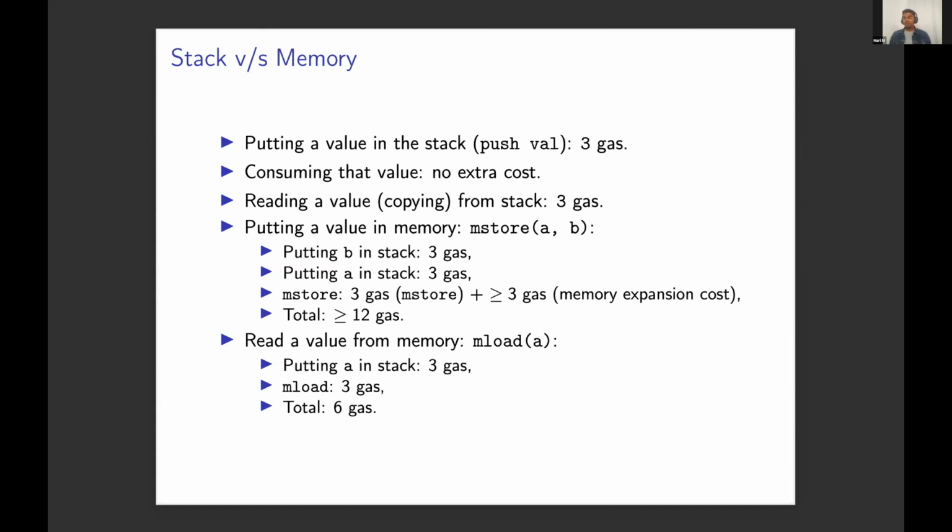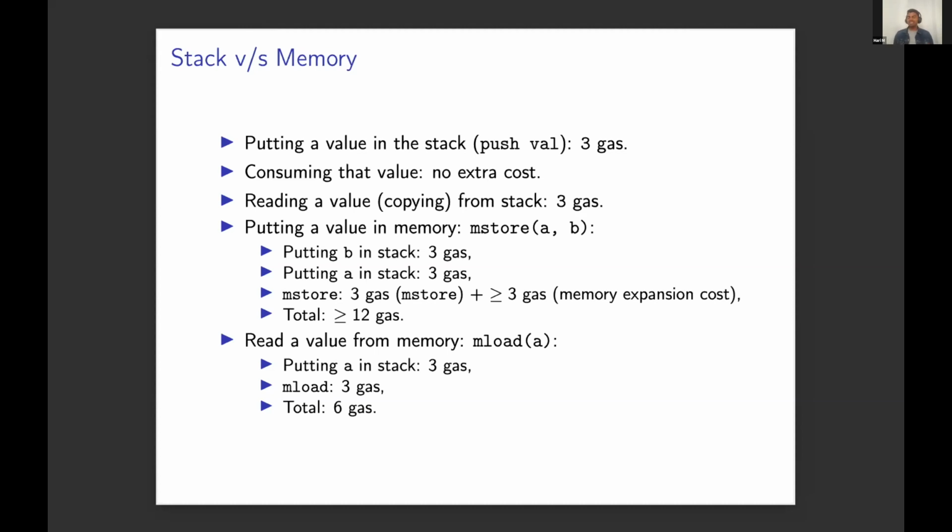Now let's see how to do the same things with memory. So if you want to put a value in memory, you do it using the operation mstore. So mstore of A, B will store the value B at the location starting from A. Remember that all operations have to go through the stack. So to do mstore of A, B, you have to first put the values A and B in the stack. So you have to start with B and then A.